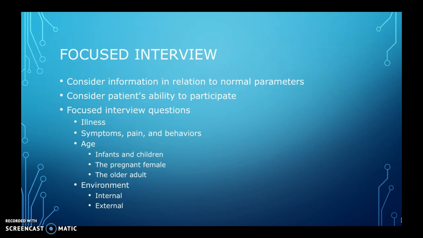Age, well, with infants, if the infant is very lethargic, that could be a problem. We need to also ask, does the child become cyanotic when they're crying? With the pregnant female, like I said, we're going to monitor blood pressure. We're also going to be looking for any swelling of the hands and face. Could be another indication of some complication. The older adult, I already talked about.